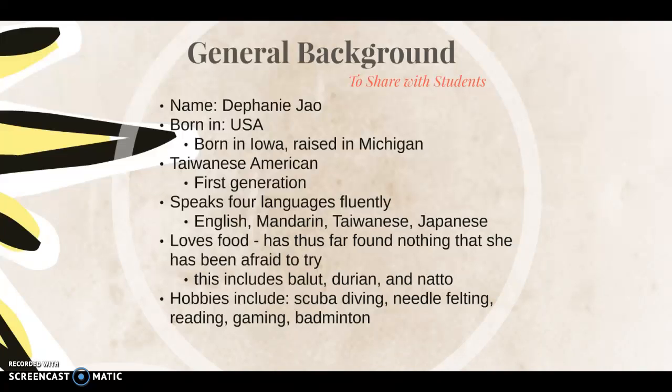I am a bit obsessed with languages, so I do speak four languages fluently: English, Mandarin, Taiwanese, and Japanese. And I absolutely love food. I have so far found nothing that I have been afraid to try. This includes balut. If you know what balut is, then you might know what that actually is. And I also love durian, and I love natto. And my hobbies include scuba diving, needle felting, reading, gaming, and badminton.